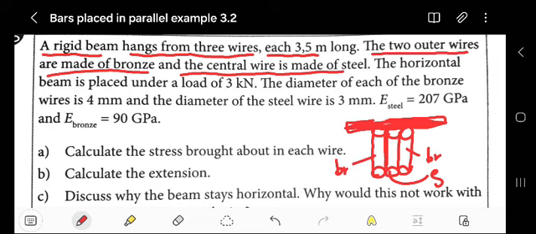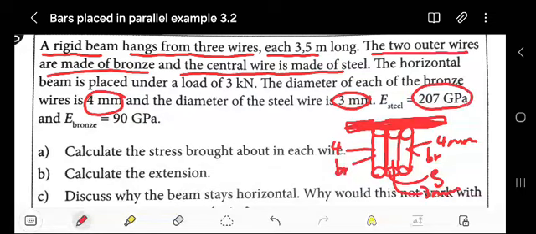The diameter of each bronze wire is given, and also the diameter of the steel. They have different diameters. As you can see, the bronze wires have identical diameters, which is 4 millimeters, but the steel one has 3 millimeters. It's not identical. The Young's modulus of the steel is this, and the Young's modulus of the bronze is that.